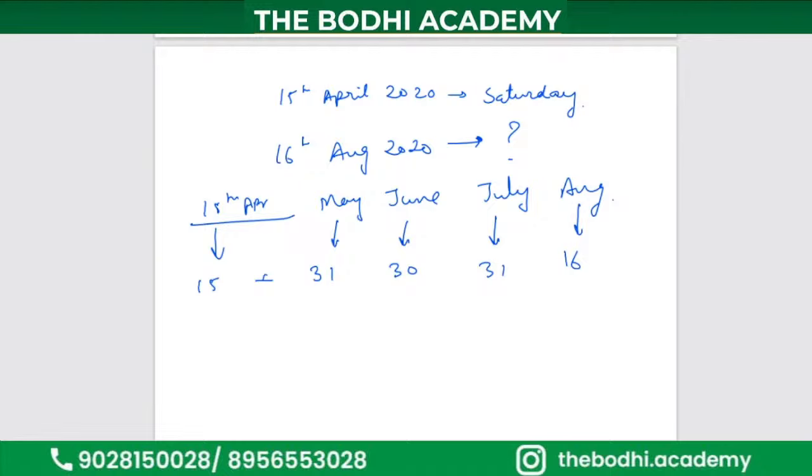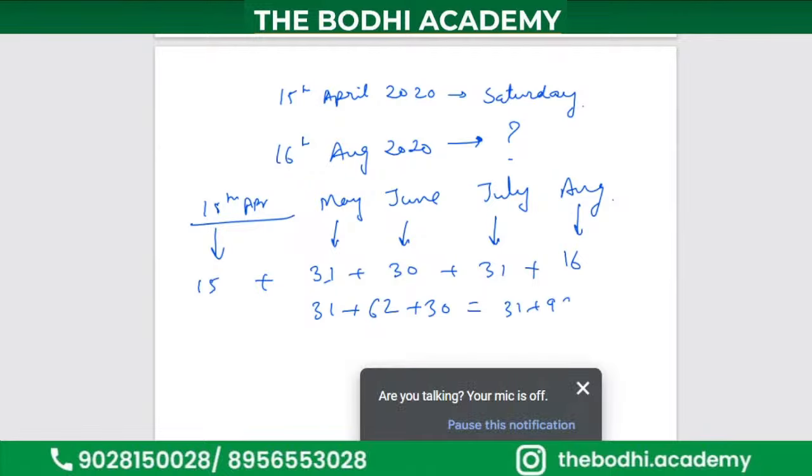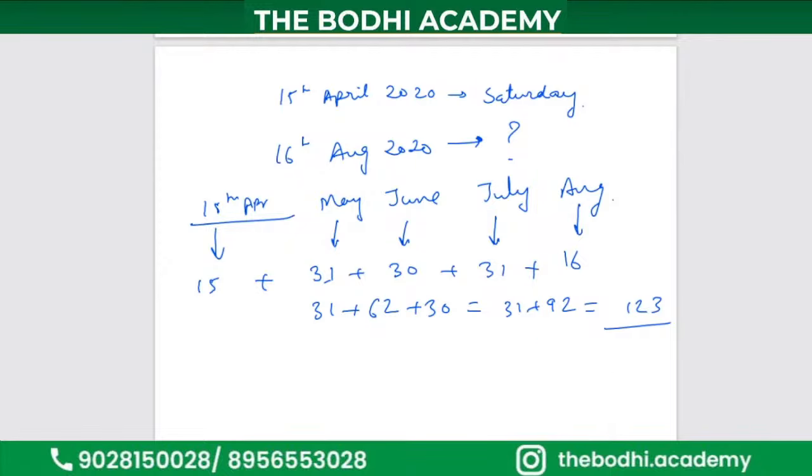Now, my next step will be adding all of them. 15 plus 16, 31. 31 plus 31, 62, plus 30, 92. Again, 31 plus 92 is equal to 123. Now, 123 is the summation of April, May, June, July, August. That means these are the number of days in between from 15th April to 16th August. Remember one thing, we have to exclude 15th April and we have to include 16th August.